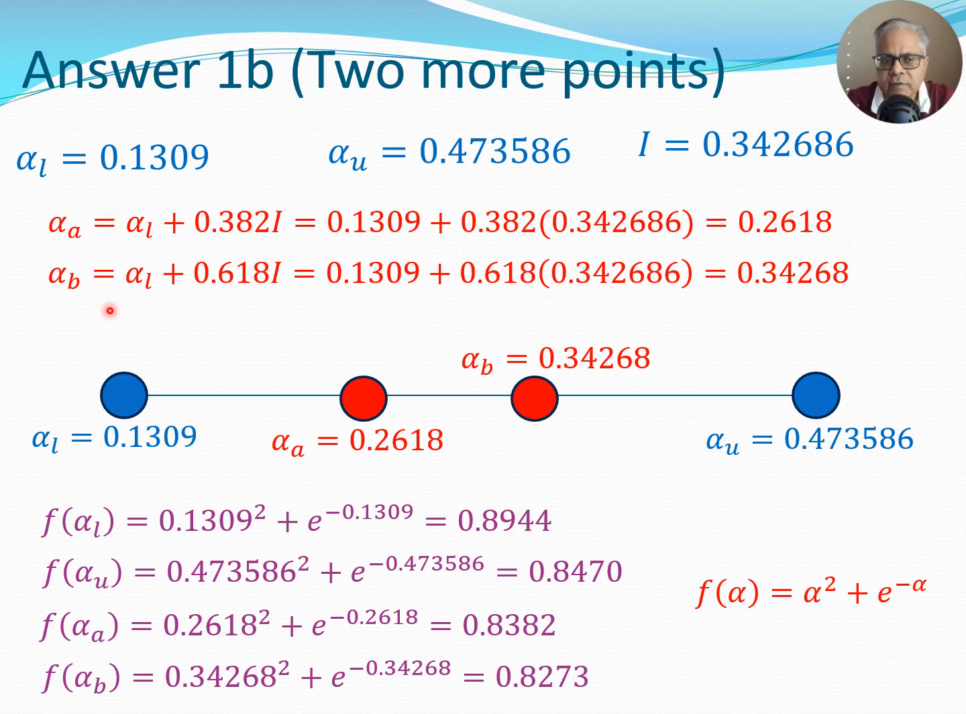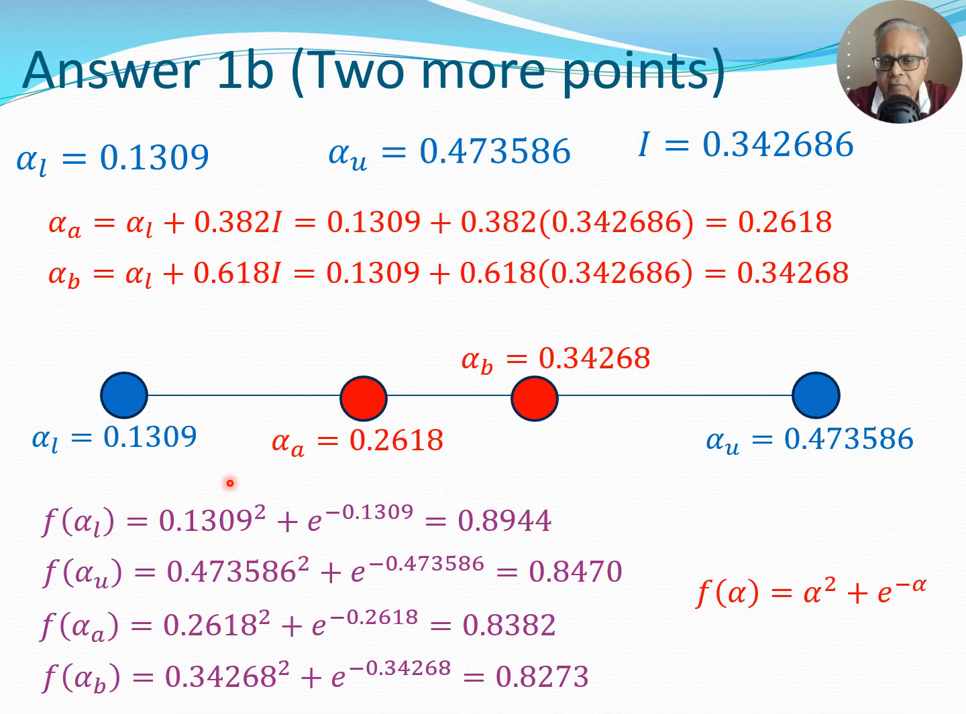So what we do is we create these two new points, that is alpha A and alpha B, and these are at distance alpha L plus 0.382I and alpha L plus 0.618I. So this is where you can see how the 0.382 and 0.618 values are being used. I get these two numbers here. Now, if I were to put it on a number plane, I would get something like this.